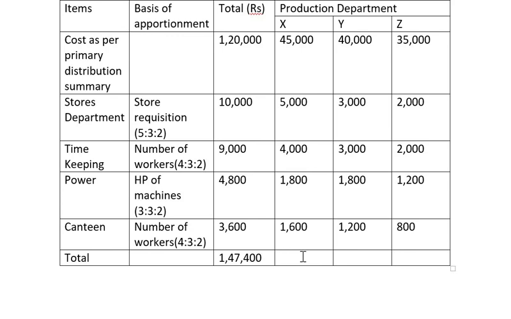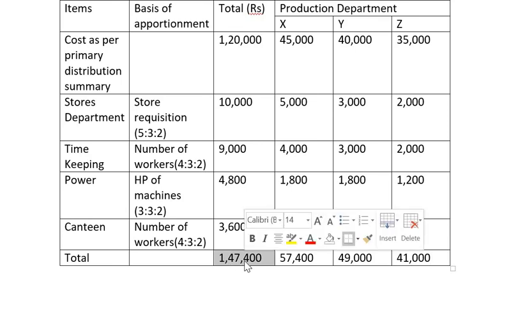Now if we are going to total X: 45,000 plus 5,000 plus 4,000 plus 1,800 plus 1,600, it will be 57,400. Next, 40,000 plus 3,000 plus 3,000 plus 1,800 plus 1,200, it will be 49,000. And last, 35,000 plus 2,000 plus 2,000 plus 1,200 plus 800, it will be 41,000. Now if we are going to total 57,400 plus 49,000 plus 41,000, it will be 1,47,400.